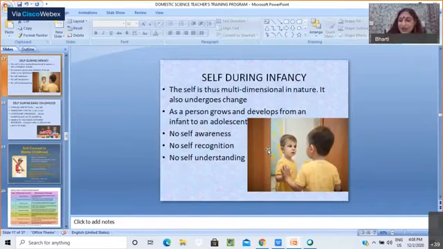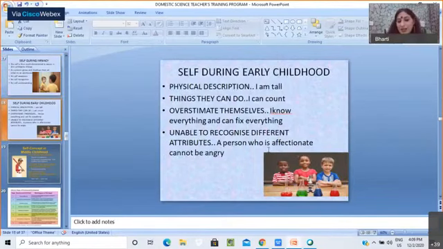I'm just quickly touching upon these aspects because we understand at this stage the child is very naive, and he has no understanding of self-awareness, self-recognition, because he's immediately involved into the immediate gains. Then comes self during early childhood, like about a physical description, things they can do, overestimate themselves. At times they would say, okay, yes, I know everything, I can do this. मुझे ये भी आता है, मुझे वो भी करना आता है. So unable to recognize different attributes.